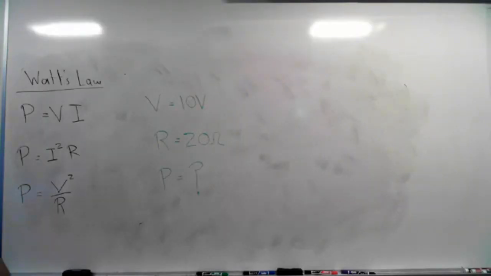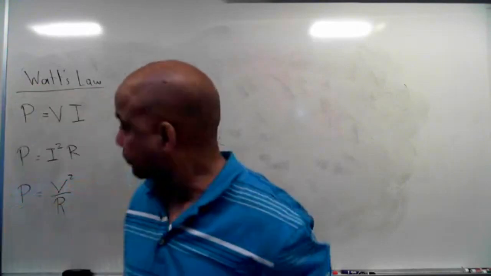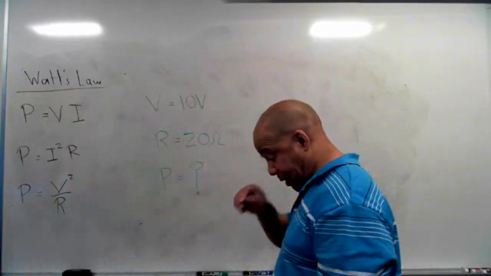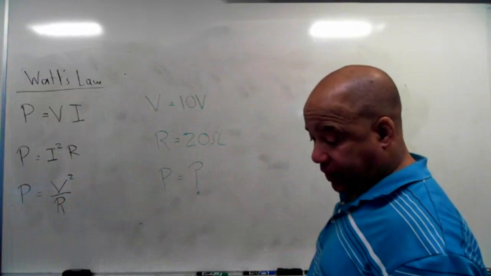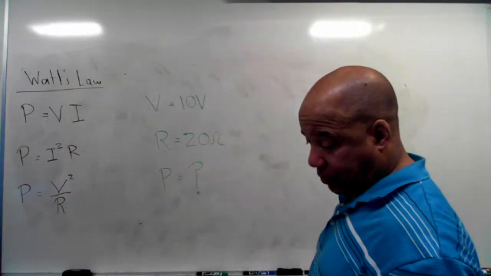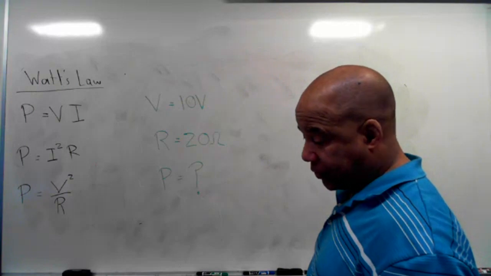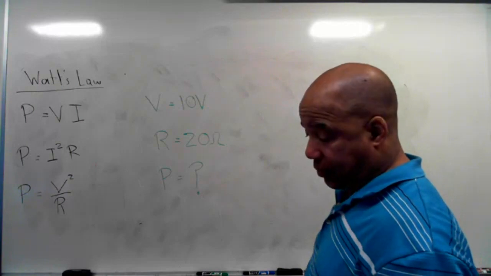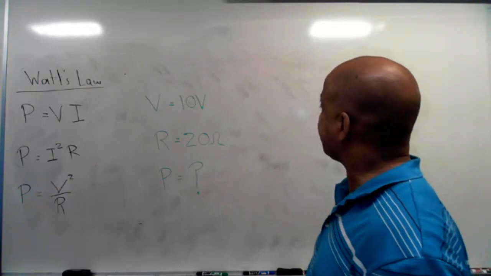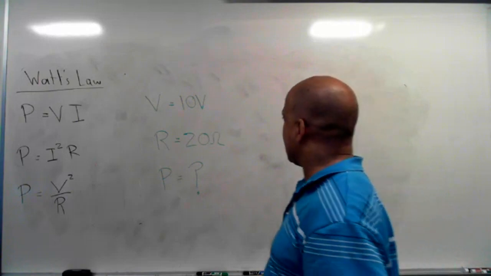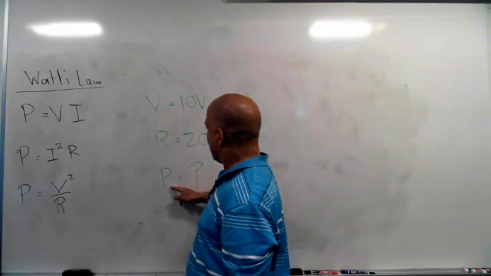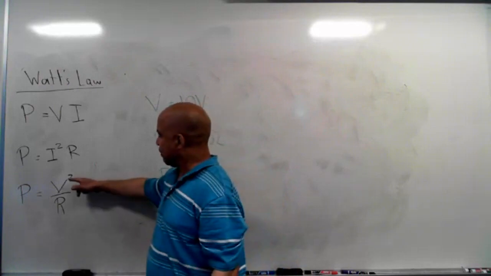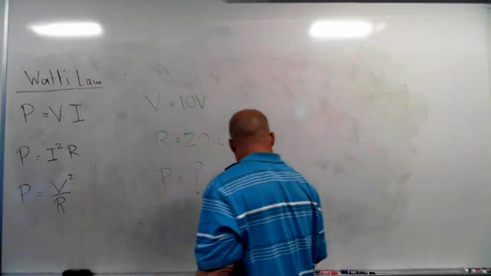All right, take a look at this one. This is problem number 6. A certain device has 10 volts across its terminals and a resistance that measures 20 ohms. They want to know the power dissipation. So I made my list. Got a V, a R, and a P. This points to this equation, VRP. So I'm going to write that down.